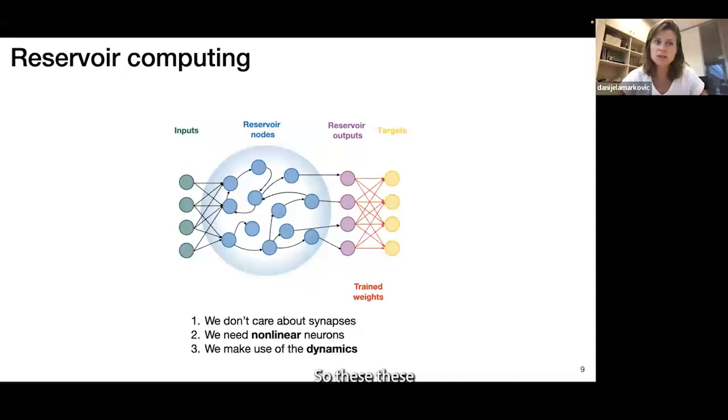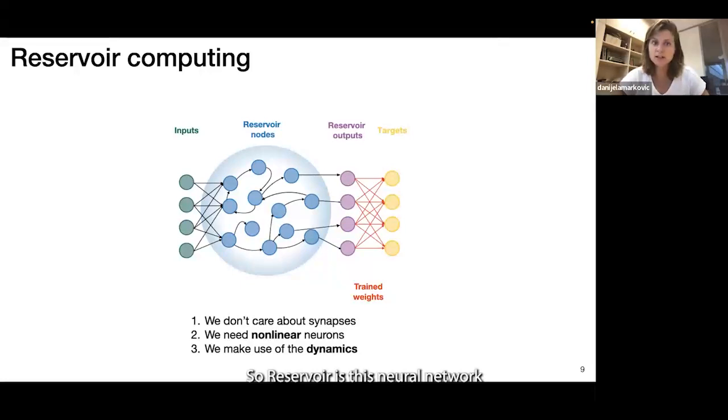So these were parametrized quantum circuits. The other approach that has been developing for the past few years is reservoir computing. I suppose most of you know about it, but I will remind you of the concept behind it.